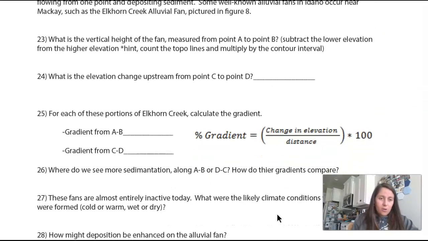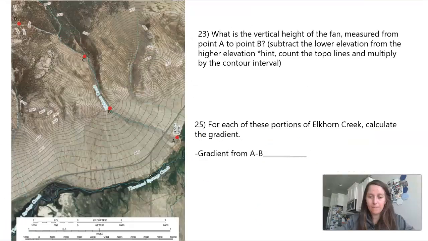Okay, so question 23. Oh, and I'm going to take you through that in another document. All right, so again, question 23 says, what is the vertical height of the fan measured from point A to point B? So you see point A here, point B here. And so you have to determine what is the vertical difference. So subtract the lower elevation, which would be the elevation at A, from the higher elevation, which would be the one at B. So it says, hint, count the topo lines and multiply by the contour interval.